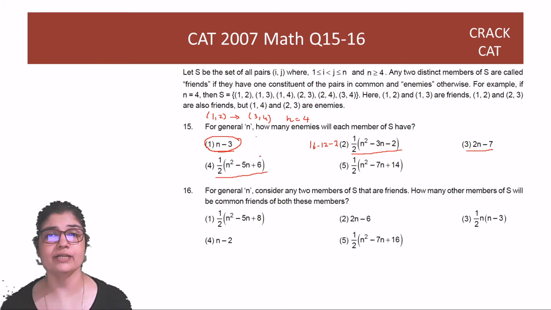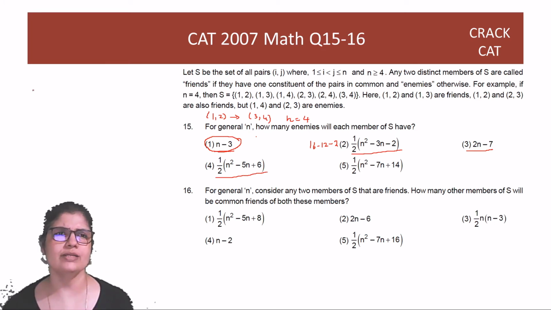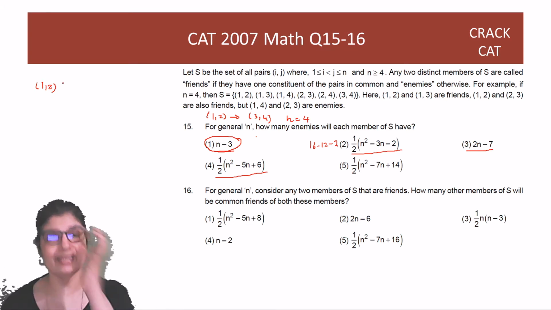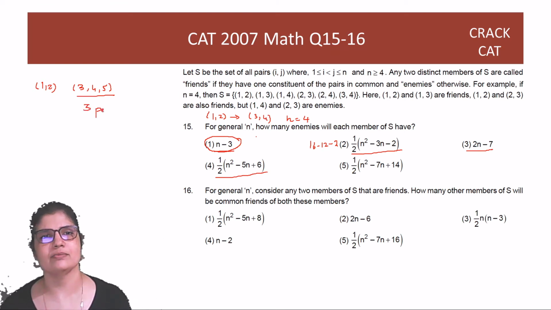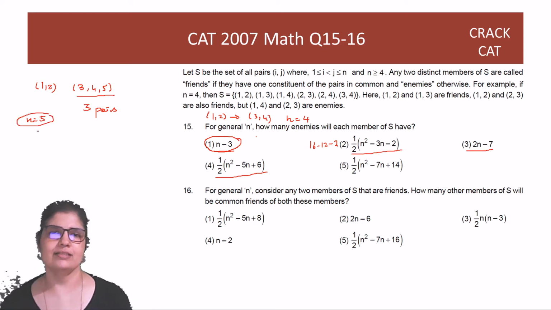Correct? So now you have to think about it logically, guys. You can put n is equal to 5 also. So let's say if you put 1, 2, then what are the kind of friends that 1, 2 can have? Any member which is having 3, 4, 5, any pair. So with 3, 4, 5 I can make 3 pairs. So when n is equal to 5, the answer is 3. Right? So now you can see this is not working.